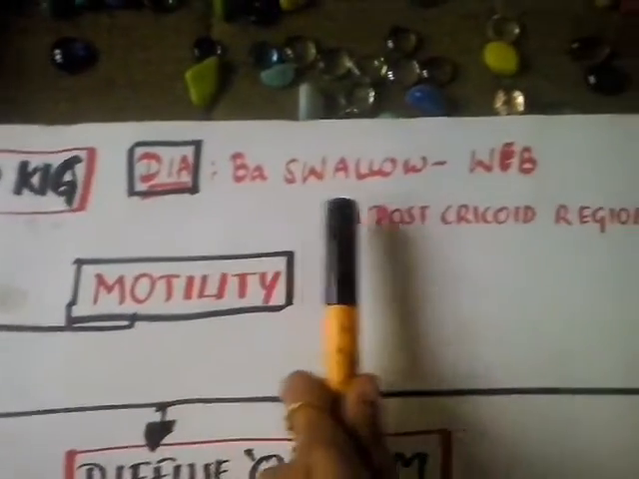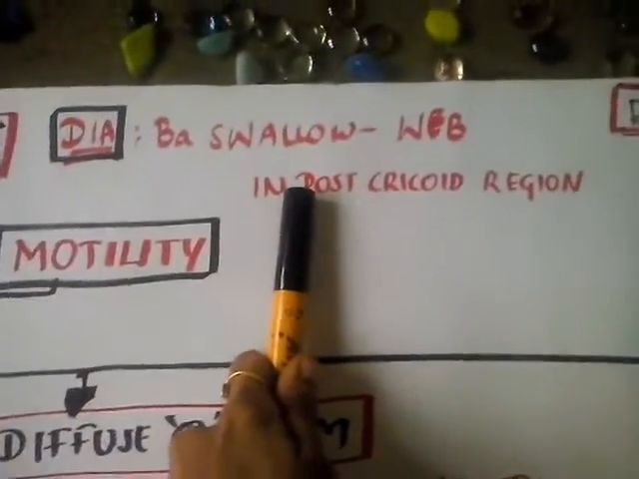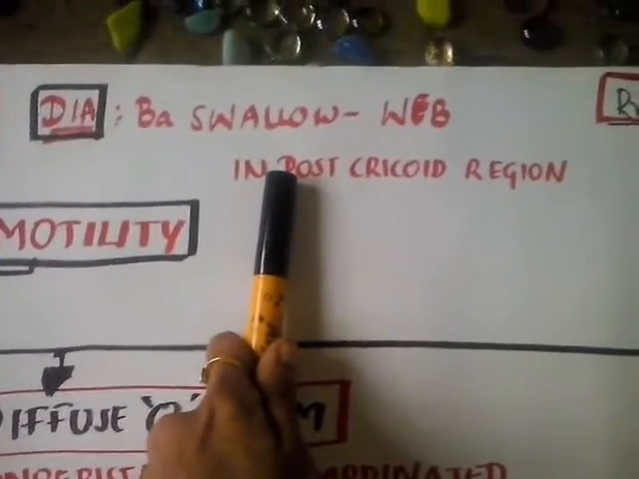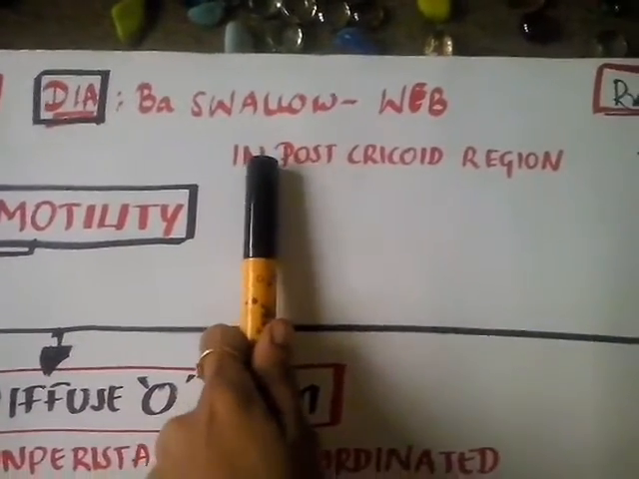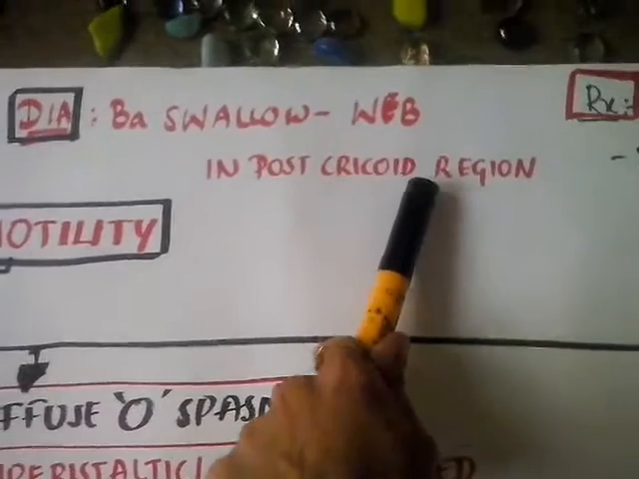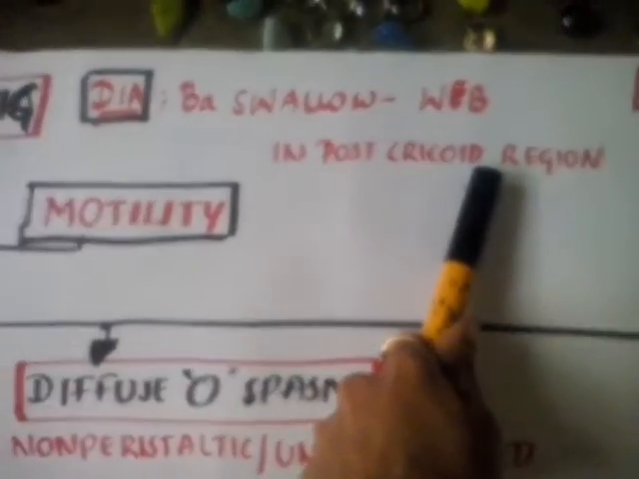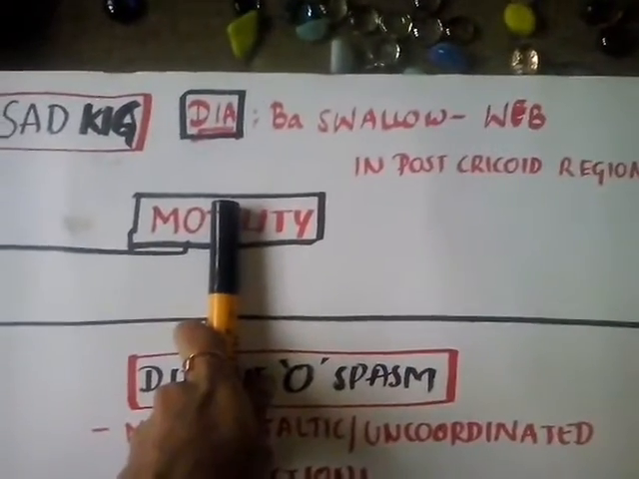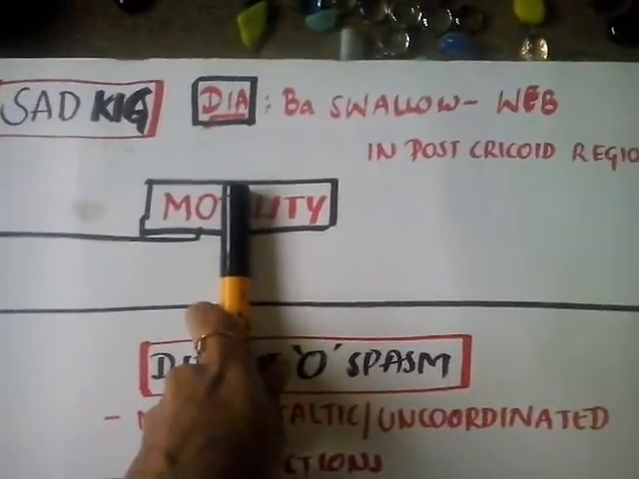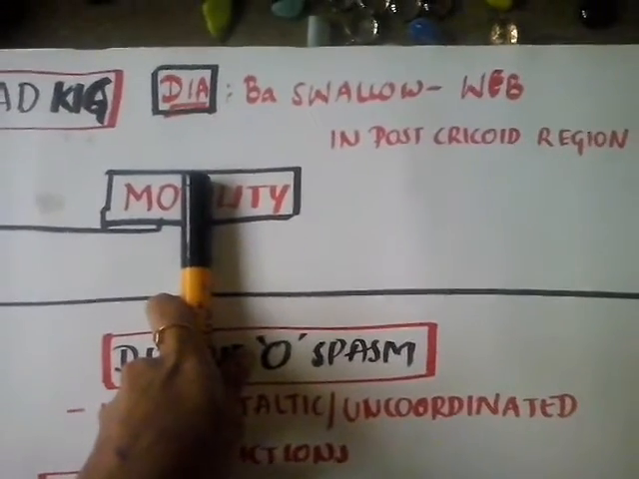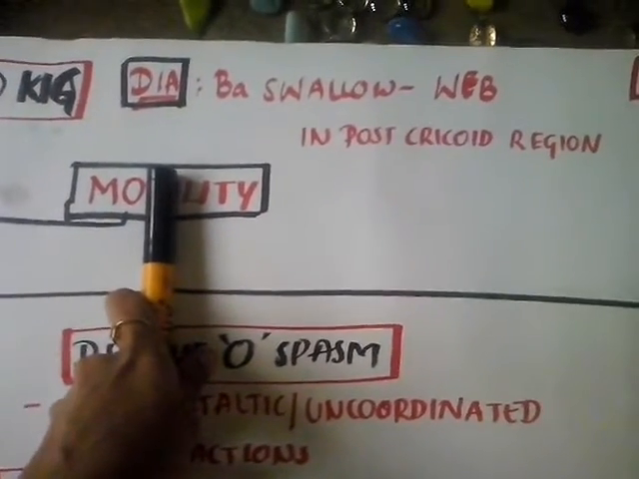Diagnosis is done by barium swallow. On doing barium swallow, there is a web in the post-cricoid region. It is due to subepithelial fibrosis. And 10% of cases develop post-cricoid carcinoma. And this disease predisposes to carcinoma of esophagus, carcinoma of buccal mucosa, pharynx, and stomach.